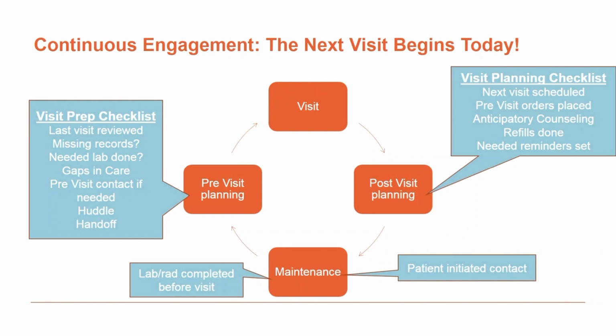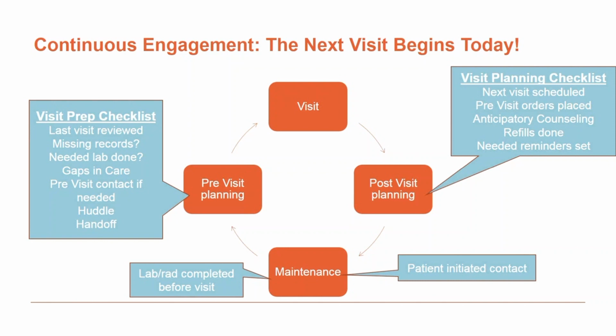If there are some needs, we make a pre-visit contact or pre-visit phone call. We need to do some depression screening and a fall screening at the visit you're coming in for your hypertension, so please come in 15 minutes early, whatever they may need. Then there's a huddle the morning of the visit, and then that information is handed off to the provider.